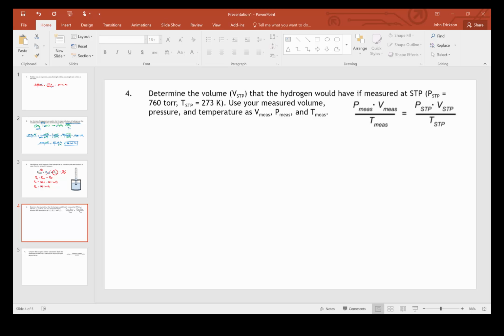Calculation 4 says determine the volume that the hydrogen would have if measured at STP, which is 760 torr, we sometimes write that as 1 atm, and 273 kelvins, which is equivalent to 0 degrees Celsius. We're going to use our measured volume, pressure, and temperature to figure this out.